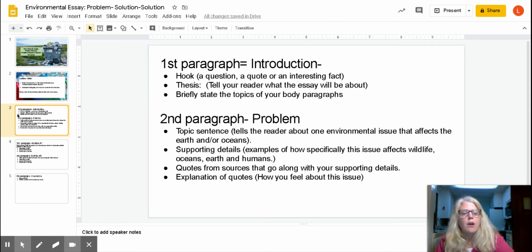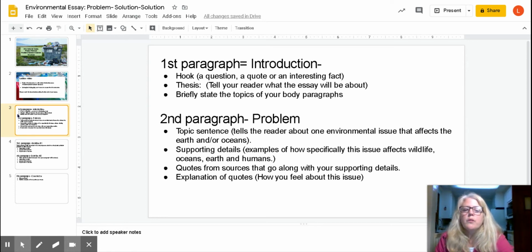So then your second paragraph is introducing the problem in more depth. So your topic sentence is going to tell the reader about the environmental issue that you were learning about. So in this case, we're talking a lot about plastic pollution. You're going to give some supporting details, examples of how specifically the issue of plastic pollution affects wildlife and oceans and earth and human beings. And you should have information from the sources that you read. If you don't have enough information, you can look for other information as long as you cite that source.